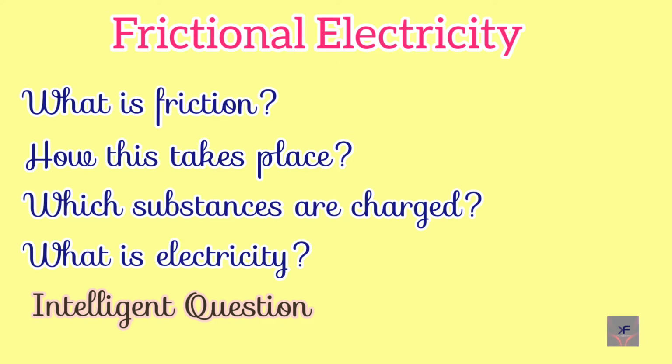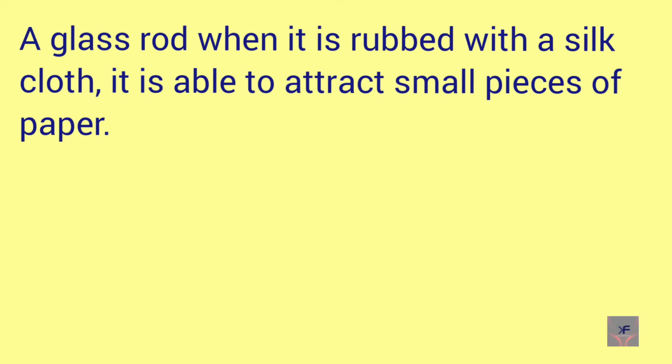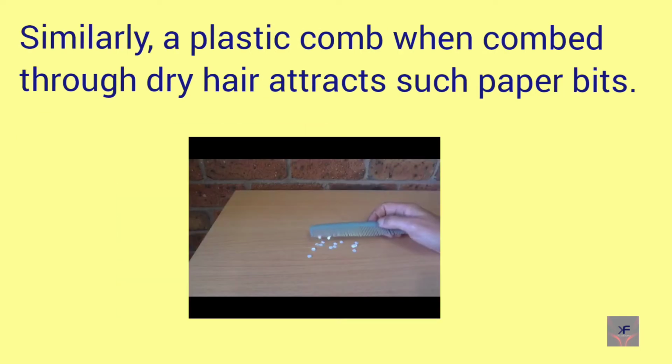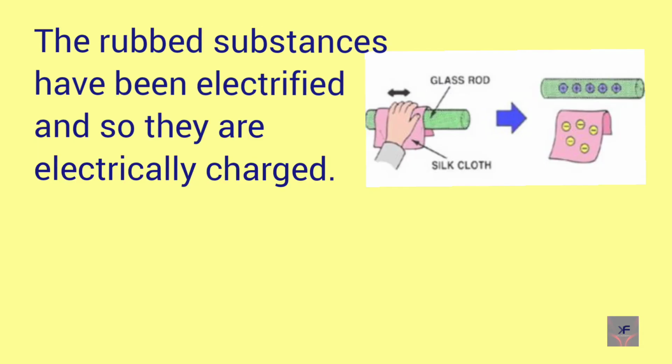So let's go. A glass rod, when it is rubbed with a silk cloth, is able to attract small pieces of paper. Similarly, a plastic comb, when combed through dry hair, attracts such paper bits. Can you guess what's happening to the small light objects to get attracted to the bigger objects? The rubbed substances have been electrified, and so they are electrically charged.